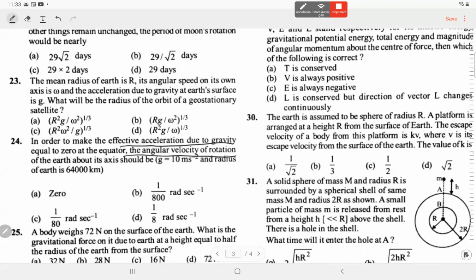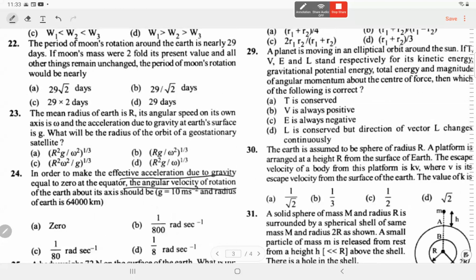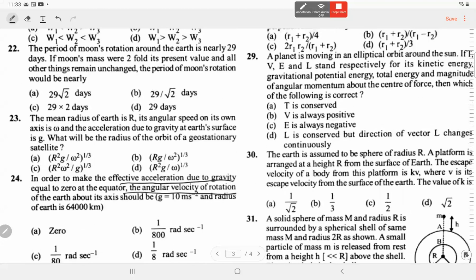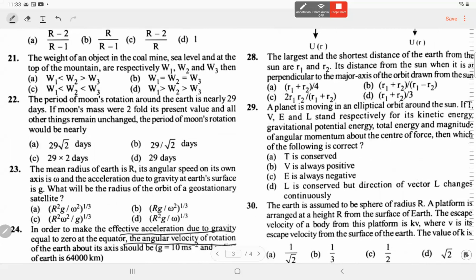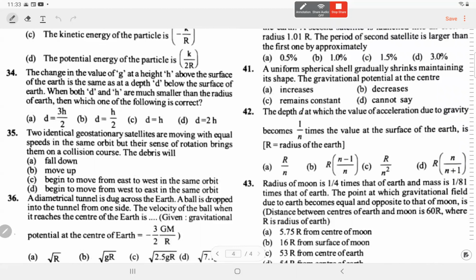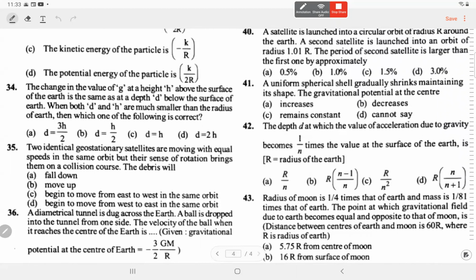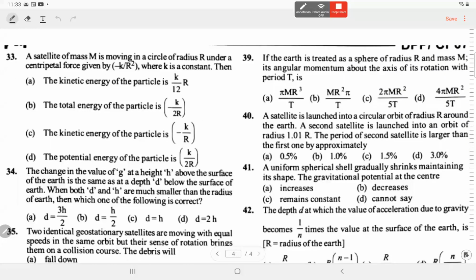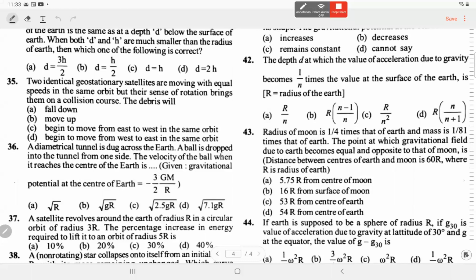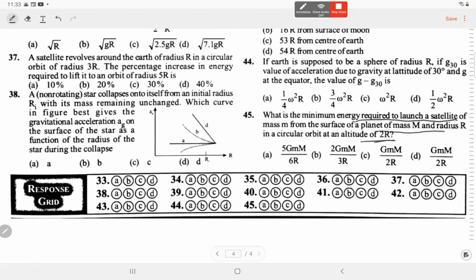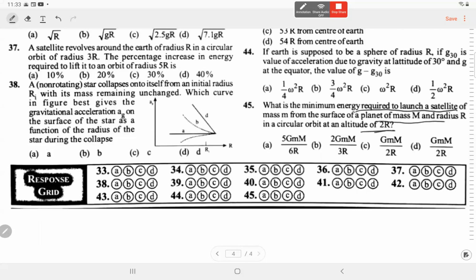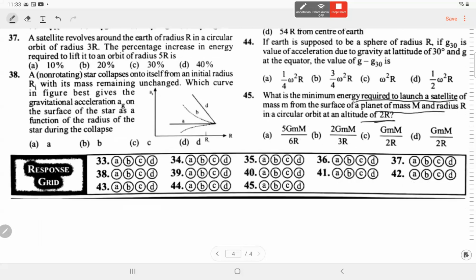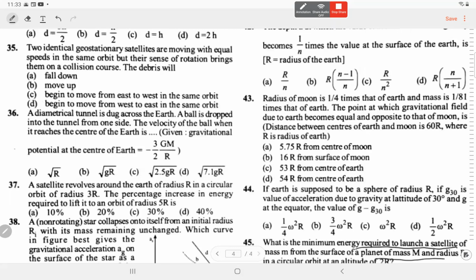Okay, done. We'll continue tomorrow with this satellite portion and we'll try to cover a bit of solids also. I'm focusing more on 11th because some people have forgotten 11th. The depth at which the acceleration due to gravity, right? So almost all the questions we have done. All the concepts and questions except the satellite we have done. What is the minimum energy required to launch a satellite to orbit of 2R? For satellites, we have to do it in the next class. The rest of the questions, you can try. So tomorrow we will have the class on satellite.